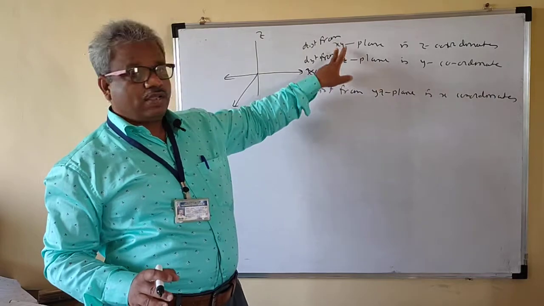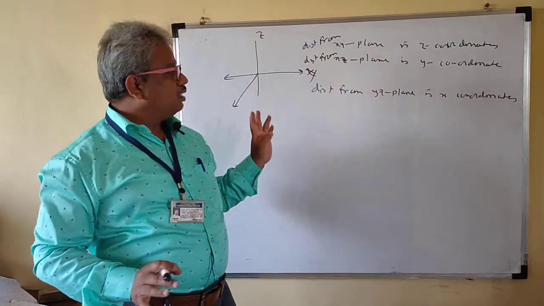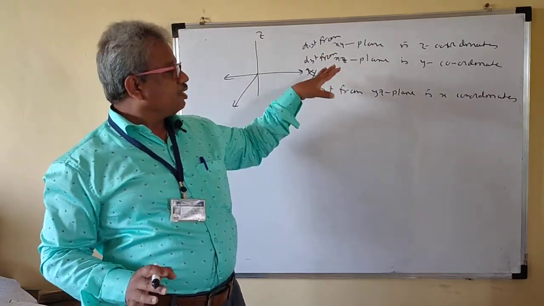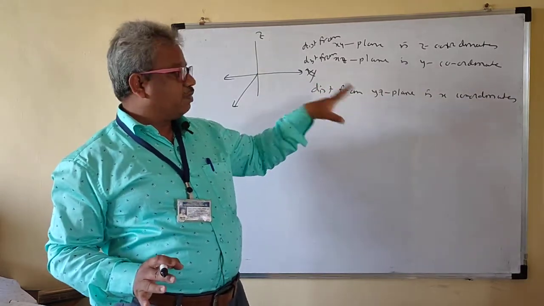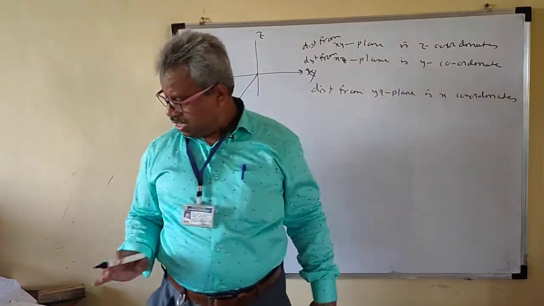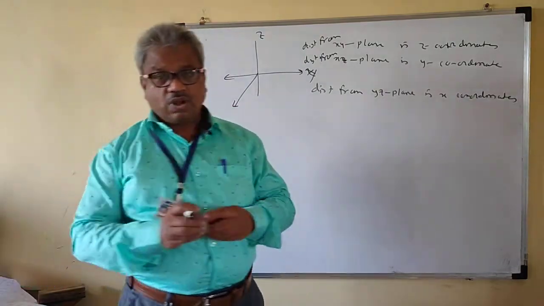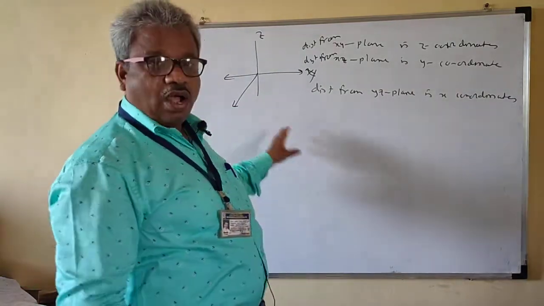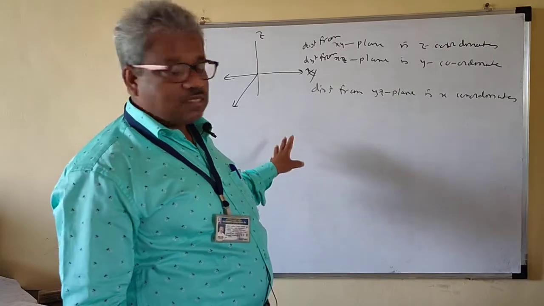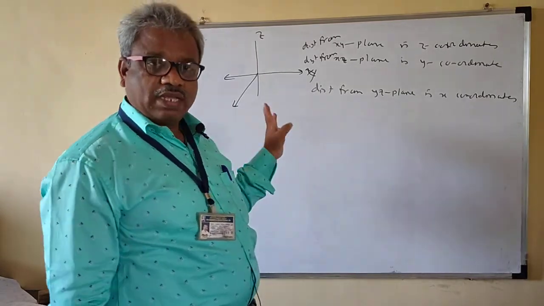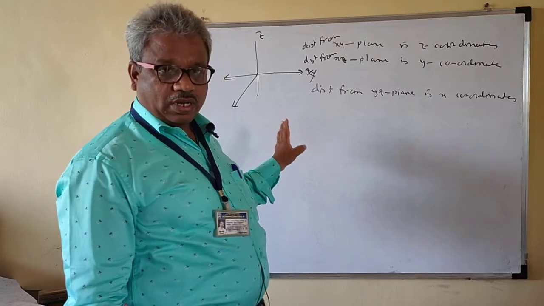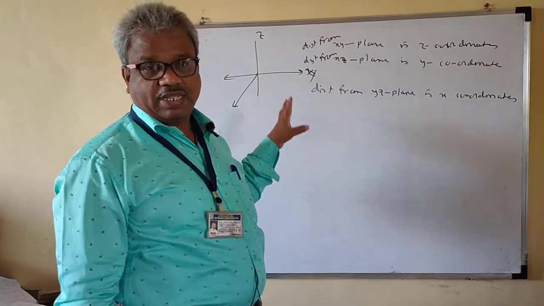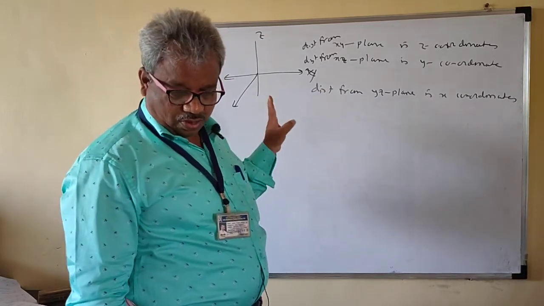The perpendicular distance of a point from the xy plane is nothing but the z coordinate. The perpendicular distance of a point from the xz plane is nothing but the y coordinate. And the perpendicular distance from the yz plane is nothing but the x coordinate. Okay, so I hope that you understand the coordinate geometry, how to find the distance between 2 points, and how to apply the section formula. These are very important for coordinate geometry in 3 dimensions. Okay, we'll stop here.